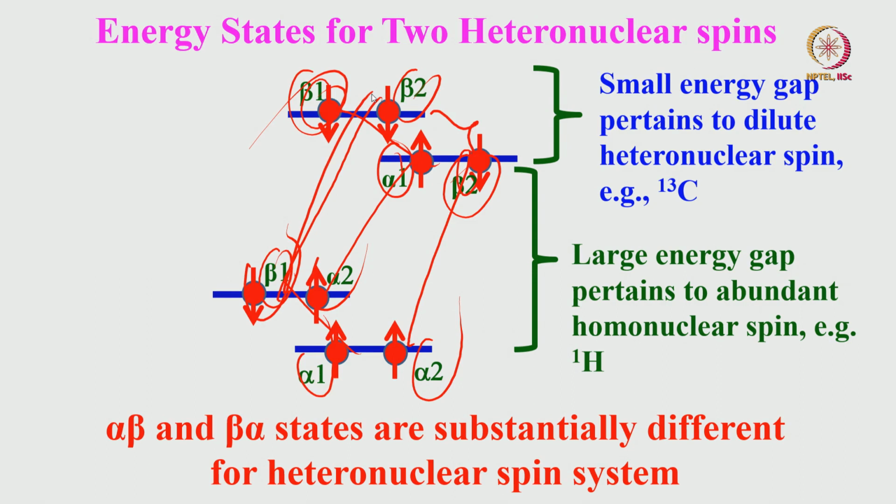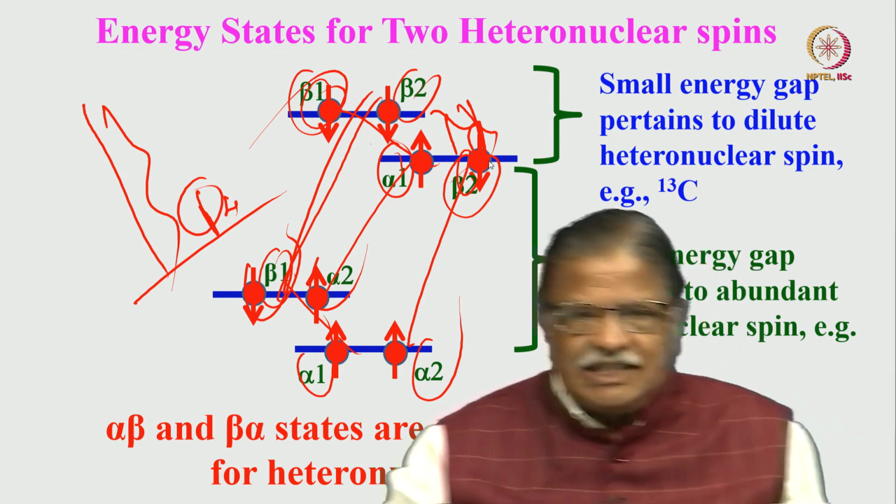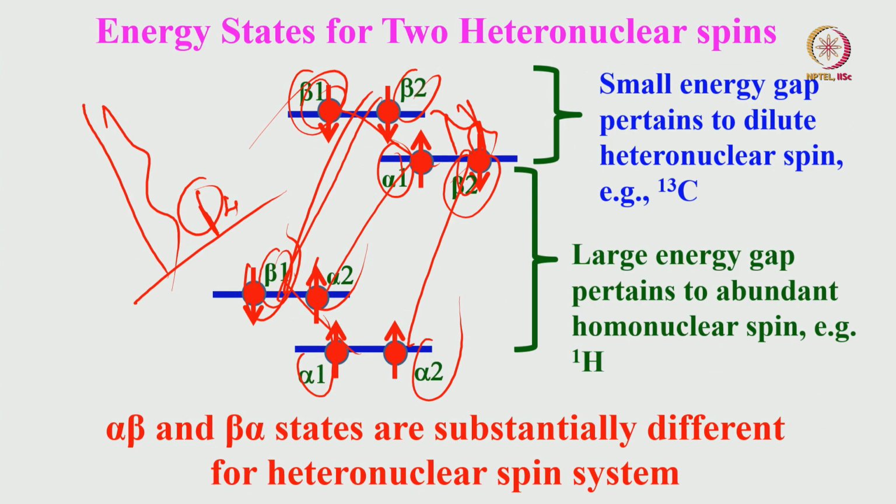As a consequence, this peak is 4 times smaller in intensity than this one. The carbon 13 intensity is 4 times smaller than proton because the energy gap is 4 times smaller. This is the little bit of information I wanted to tell you, especially when you want to understand heteronuclear spin states. So, with this little bit of introduction to NMR spectroscopy concepts, we have understood everything we have done.